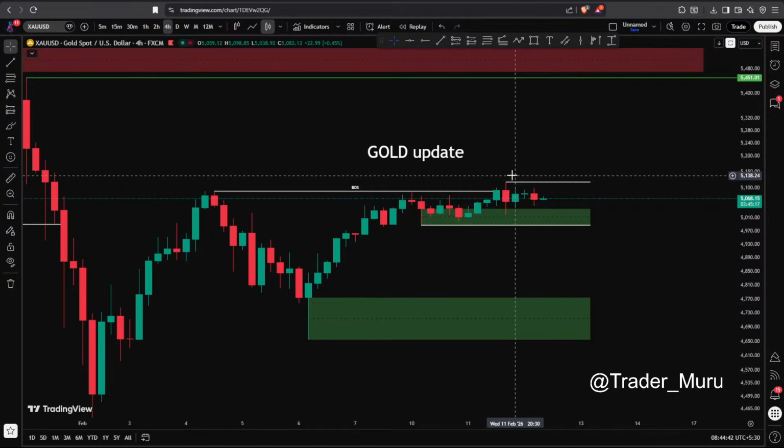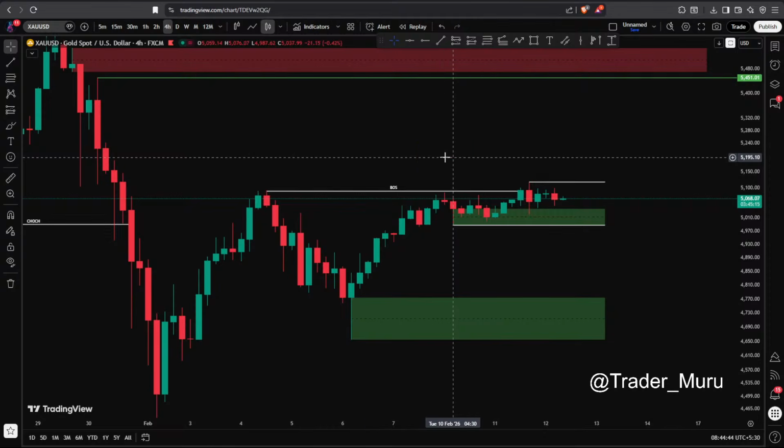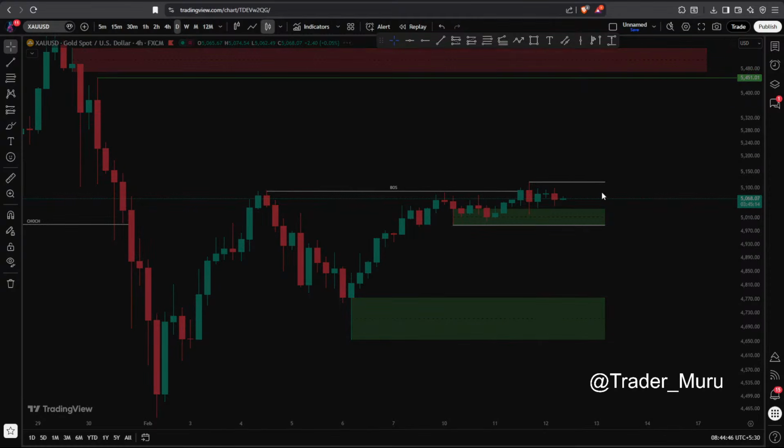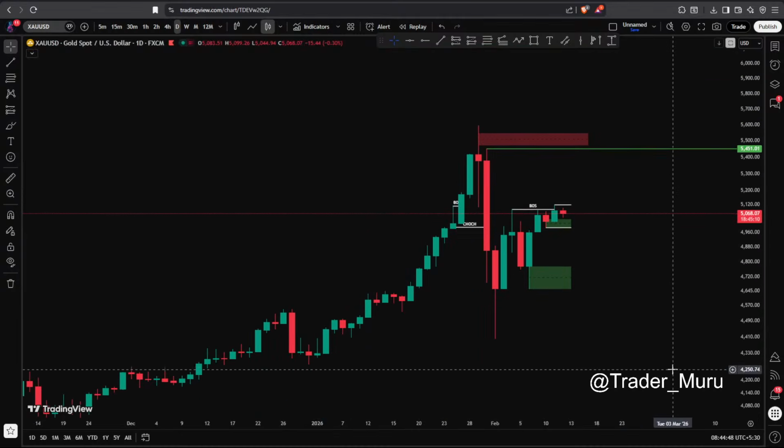Here we have a gold chart and we will start with our daily time frame.